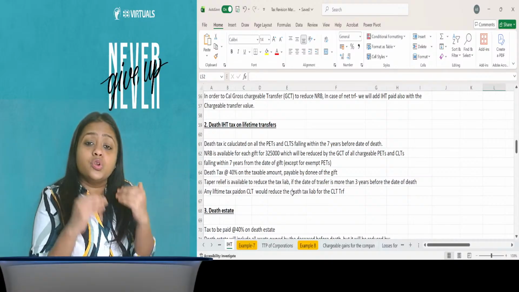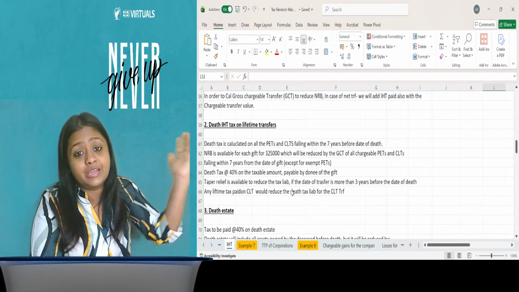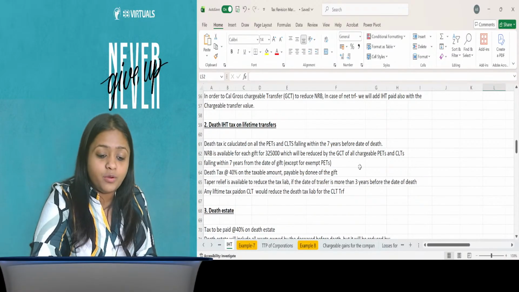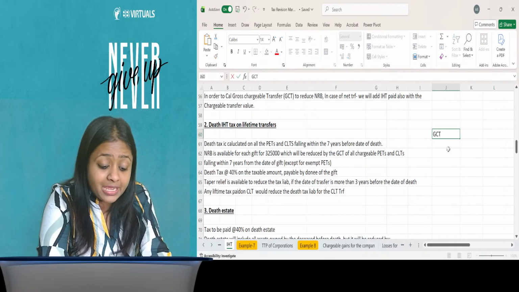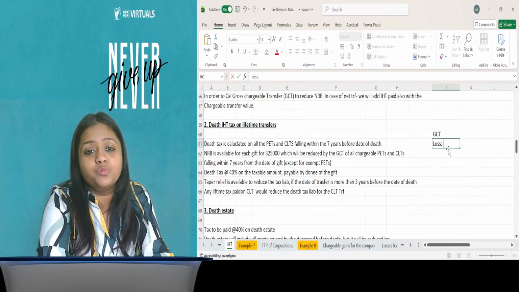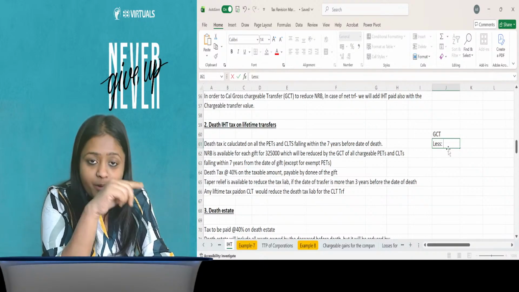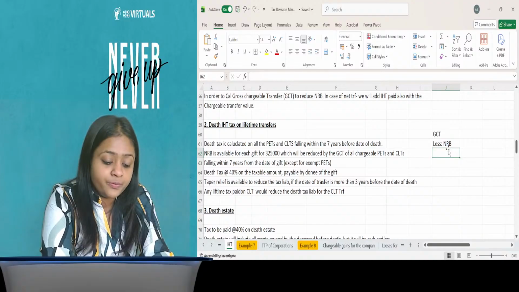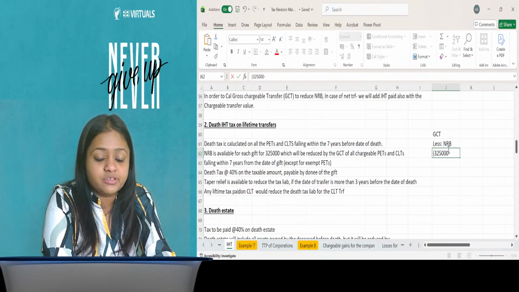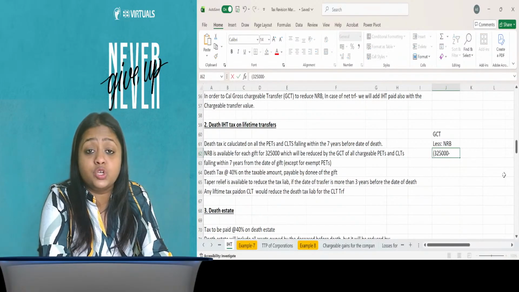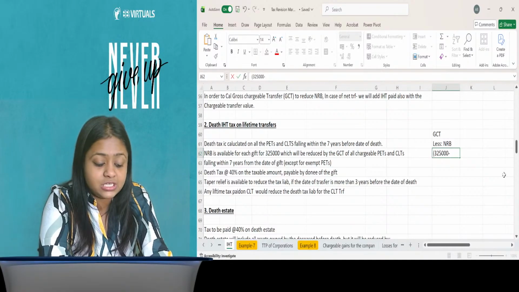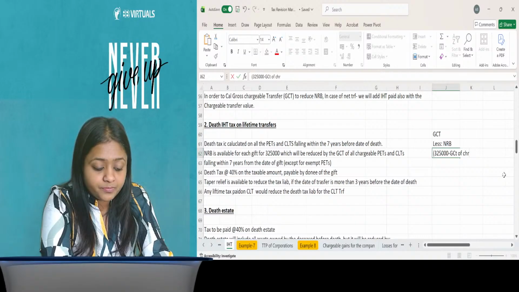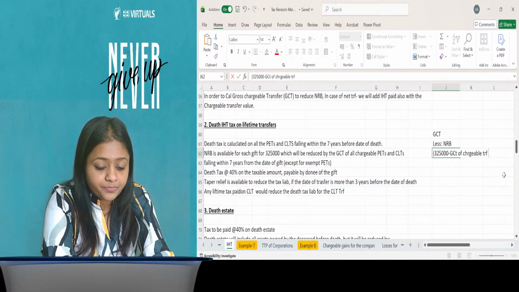So what you will do, your starting point will be the GCT that we just calculated. Now from GCT, again you will get another NRB to be reduced. Same rule, that is from 325,000 you will reduce the GCT of the chargeable transfers that took place.